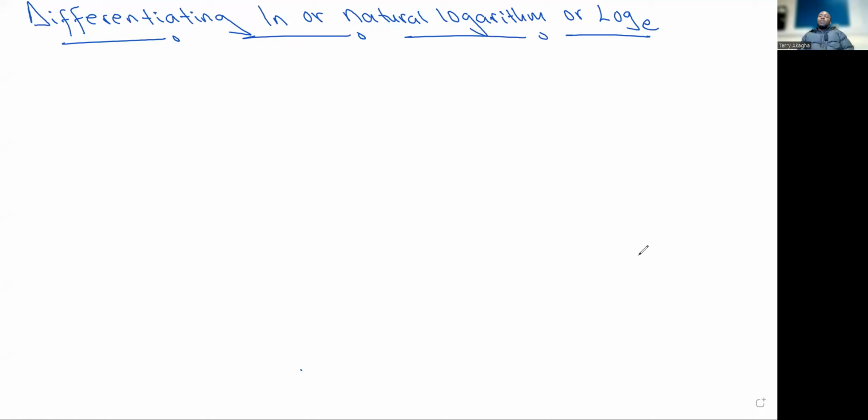So we're going to the next mechanism of differentiation, and we're going to talk about how do you differentiate ln, or natural logarithm, or log to base e. Okay, they're all the same thing. So we talked about ln, the concept of exponent, before in my previous video. So we're not talking about that. I'm just going straight to differentiate this.